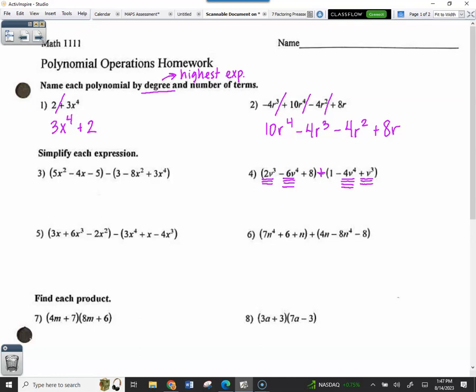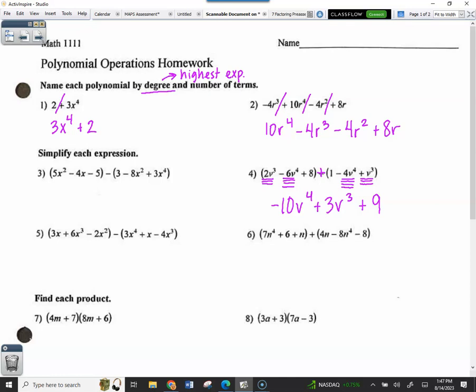And then you would combine it. You've got negative 6b to the 4th minus 4b to the 4th. Notice the variable and the exponent do not change when you're adding and subtracting. It's like the last name. Then we have 2b cubed plus b cubed. And then we have 8 plus 1. So that's adding.